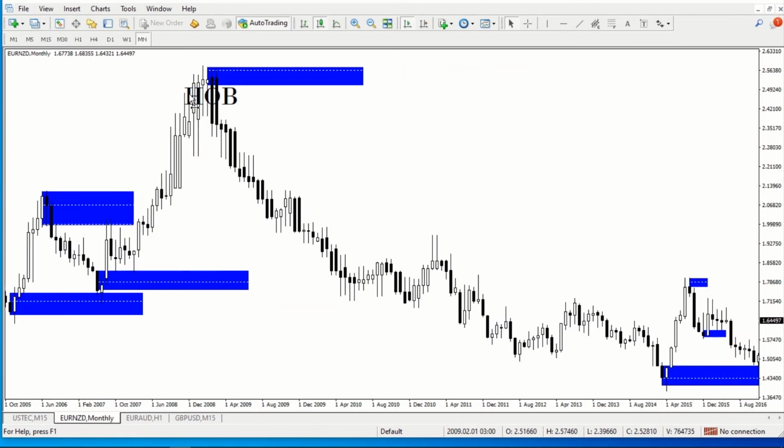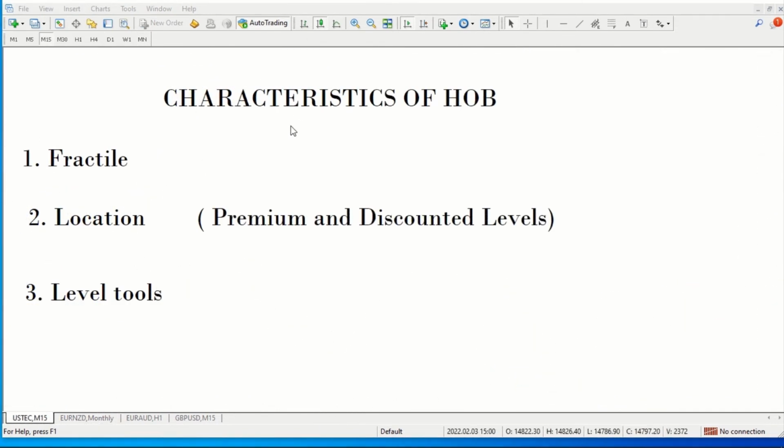So let's get to the third characteristic of an order block. Another very important characteristic of a high probability order block is that, before you know that an order block is effective, you must use the Fibonacci tool. It helps you to know how much price has traded into the order block, because when price trades into the order block more than 50%, it weakens that very order block.